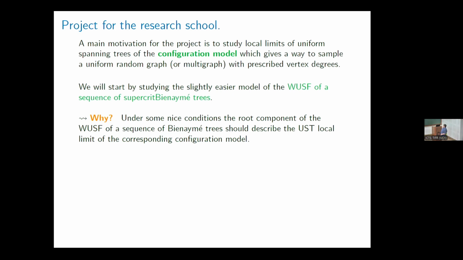We will start by studying a slightly easier model, which is the wired uniform spanning forest of a sequence of supercritical binary branching trees. And the reason why we are doing this is that under some nice conditions, the root component of the wired uniform spanning tree of such a sequence of branching trees should describe the uniform spanning tree local limit of a corresponding configuration model. This is also something that is not on the list of things the group will do in the first 2 weeks, to establish this link.